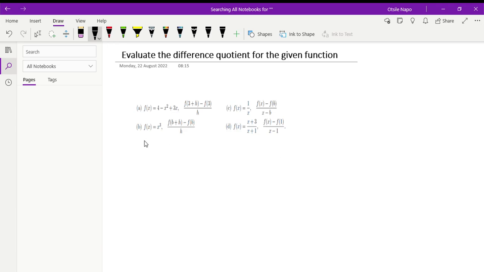So for number C, we have our f of x equals 1 over x. Our f of x equals 1 over x. Very simple.